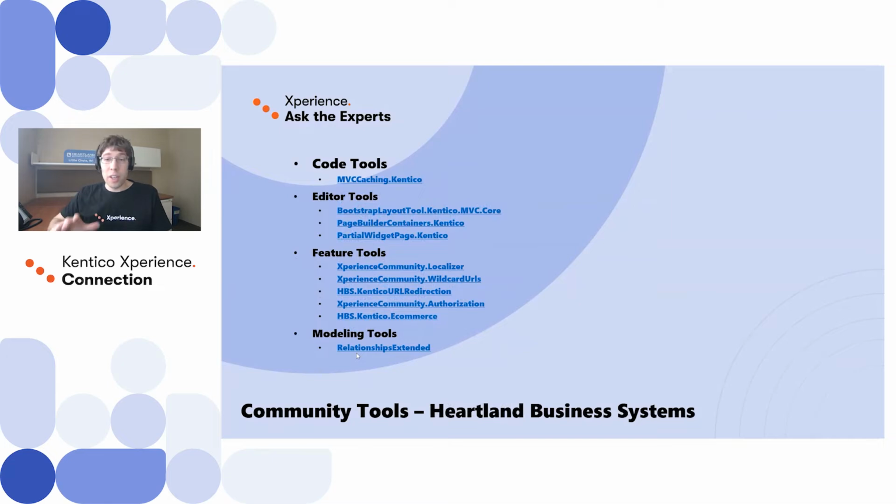So these are some of the Heartland Business System ones. This is our company. One is MVC caching. It is a tool that allows you to track your cache dependencies across your API calls, so you can leverage the ASP.NET Core cache attribute, as well as a couple other tools in there for that. So we have that on all our projects.